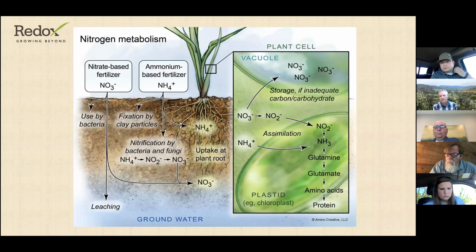In the absence of adequate carbon or carbohydrate, as you see here, nitrate is stored in the vacuole, and this results in what is often undesirable plant growth and non-productive growth. And it also contributes to problems with crop quality and pest and disease problems.